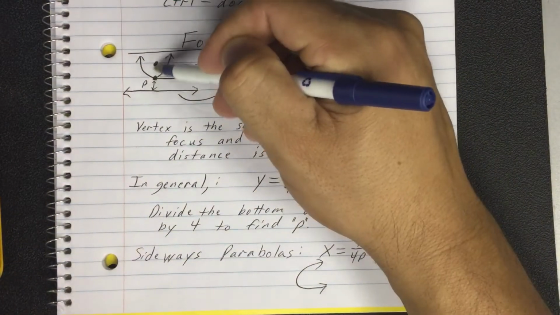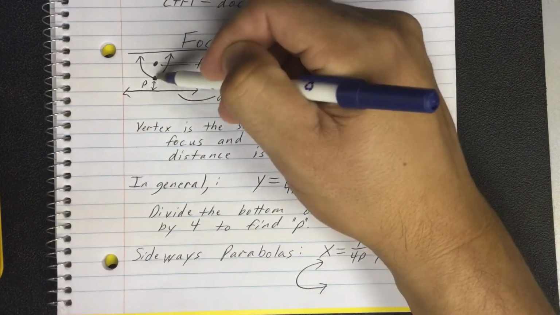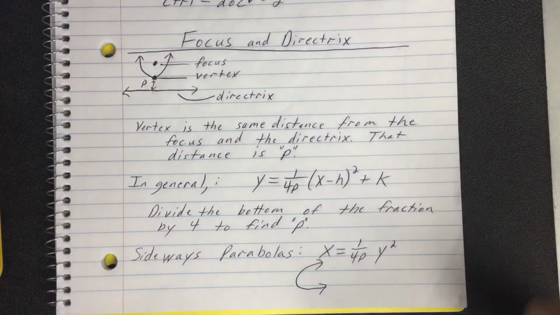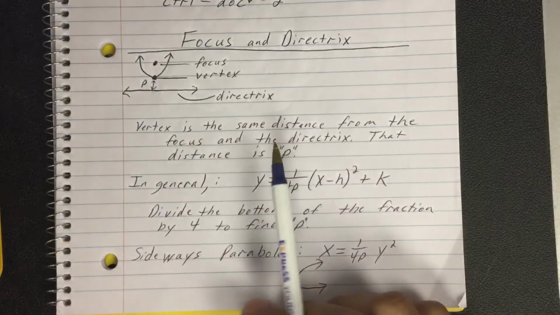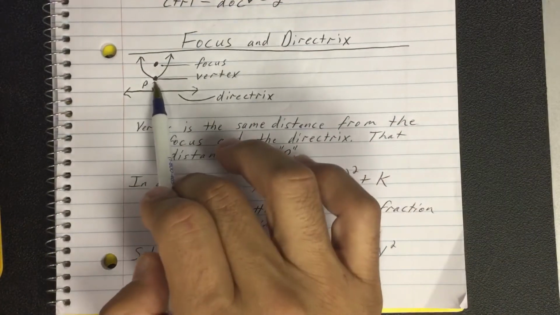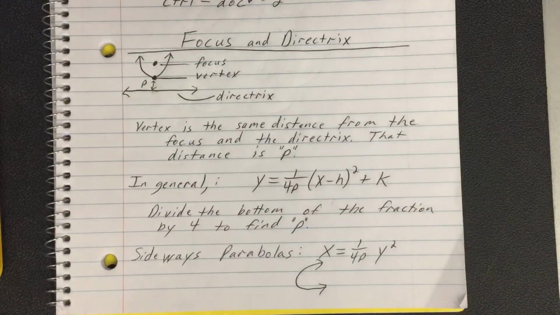So if I start here and this is 1, then this is 1. If this is 8, this is 8. Okay? But remember, the directrix is a line, the focus is a point. And then your vertex is right in the middle of those two things. Okay? How do we find P?